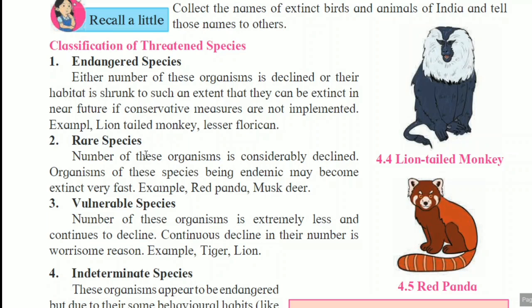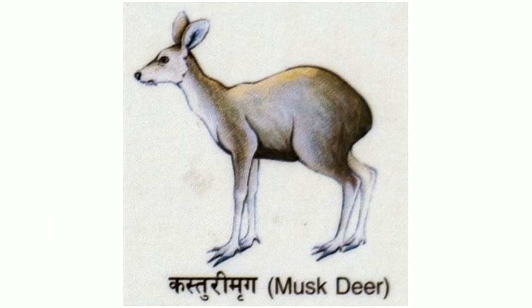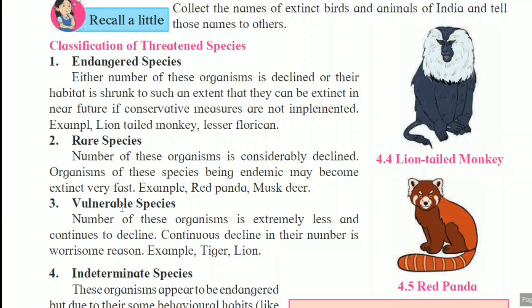Second one, rare species. The number of these organisms has considerably declined. Organisms of these species, being endemic, may become extinct very fast. Example, red panda, musk deer. Third one, vulnerable species. The number of these organisms is extremely low and continues to decline. Continuous decline in their number is a worrisome reason.